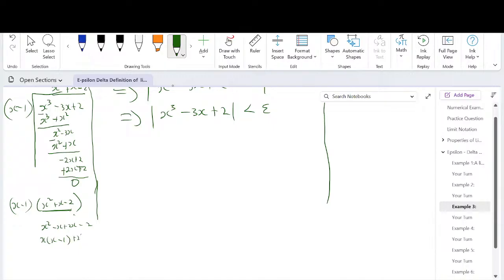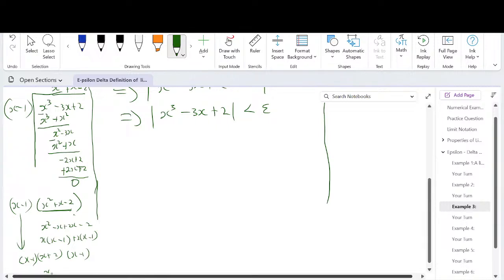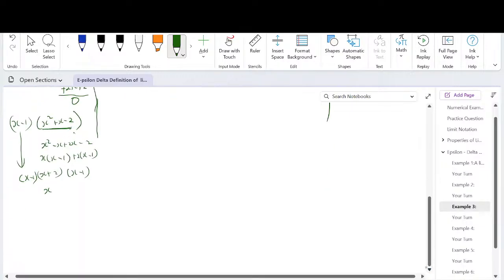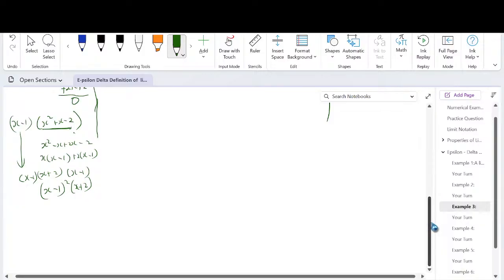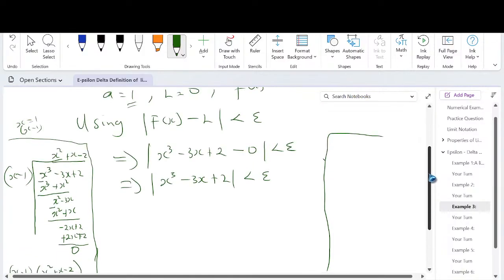So then plus 2 into x minus 1. So now this will be x plus 2 into x minus 1. If we drop this one now, the other expression will be x minus 1, so we have x minus 1 repeated. So it will be x minus 1 squared into x plus 2. That is how you can get it. Okay, so that is one way of doing it.